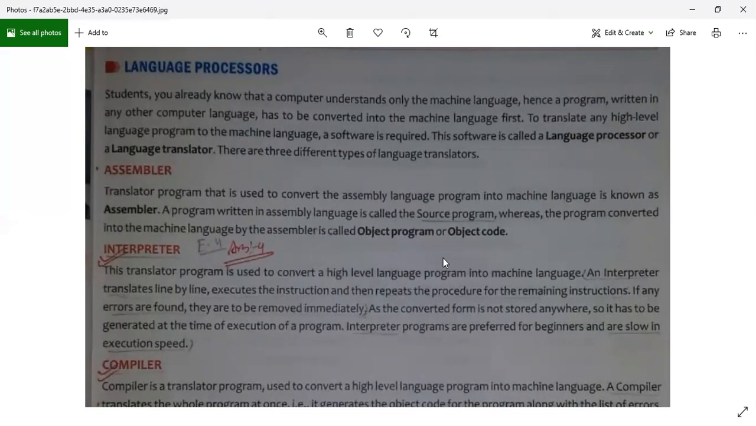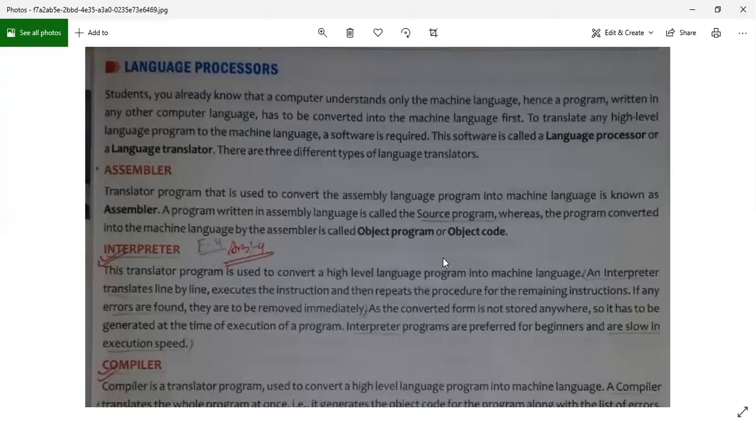Similarly, if I want to write any program, my program can be in any language, high level or fourth generation, but the computer will understand only machine language. So I need to translate my program from a high level language into a machine level language. To translate any high level language program to machine language, a software is required. So how do I convert it now? I use a software. This software is called a language processor or a language translator.